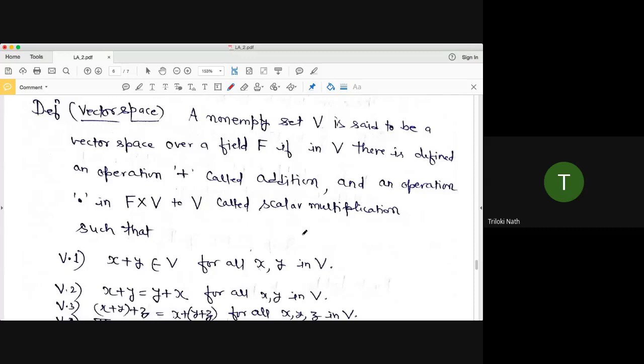Then we say that this is an operation in V. When we say that it is an operation on V, it means it is a mapping from V cross V to V. So these terminologies will be clear step by step. Okay, so don't worry.